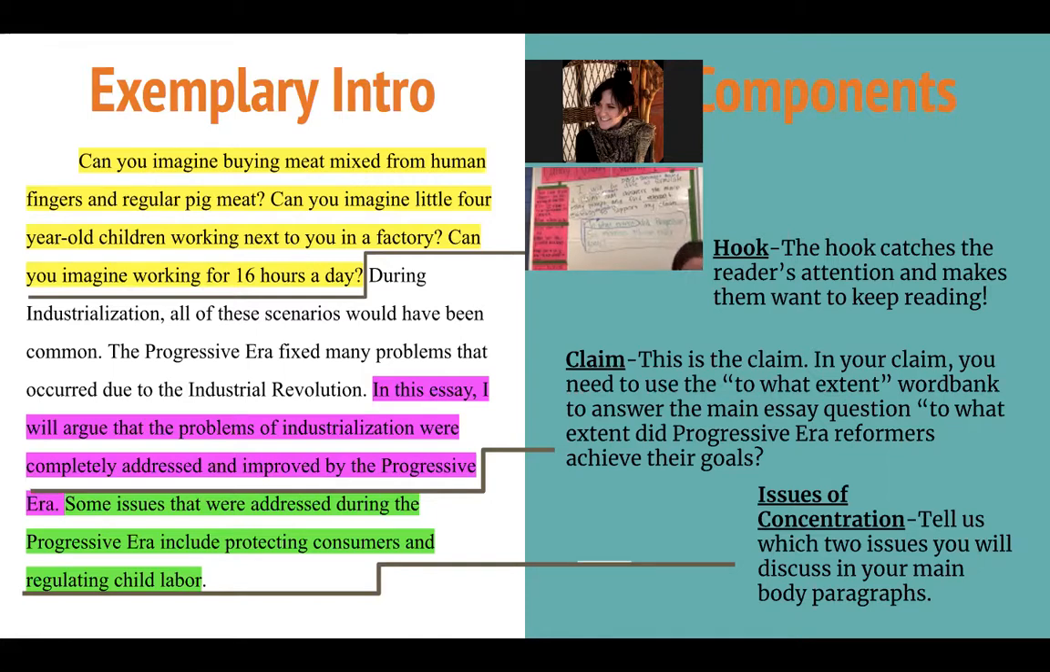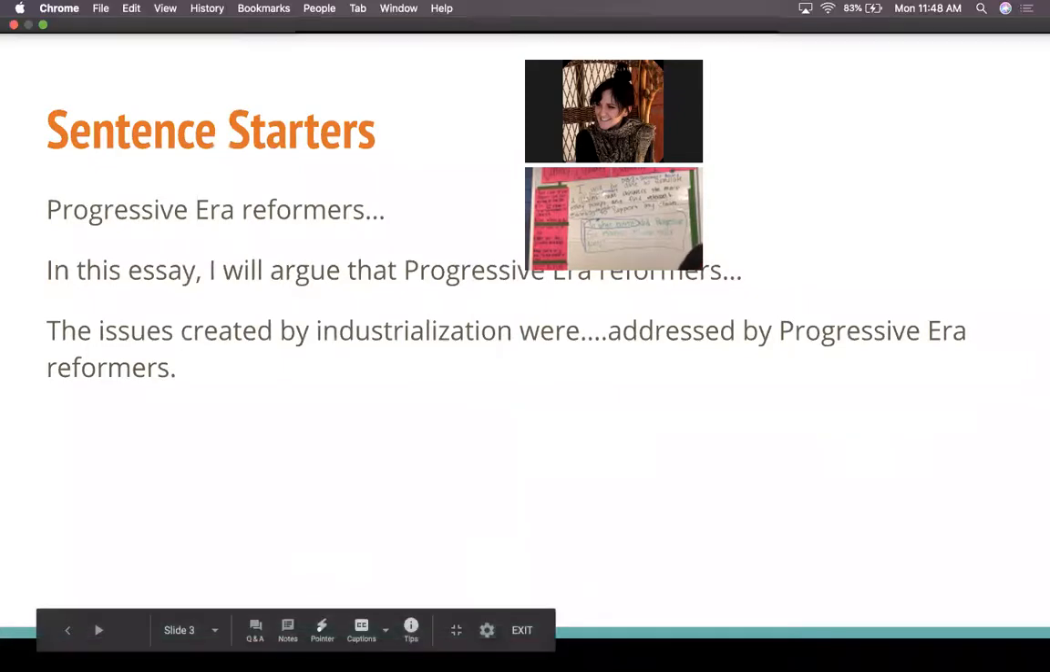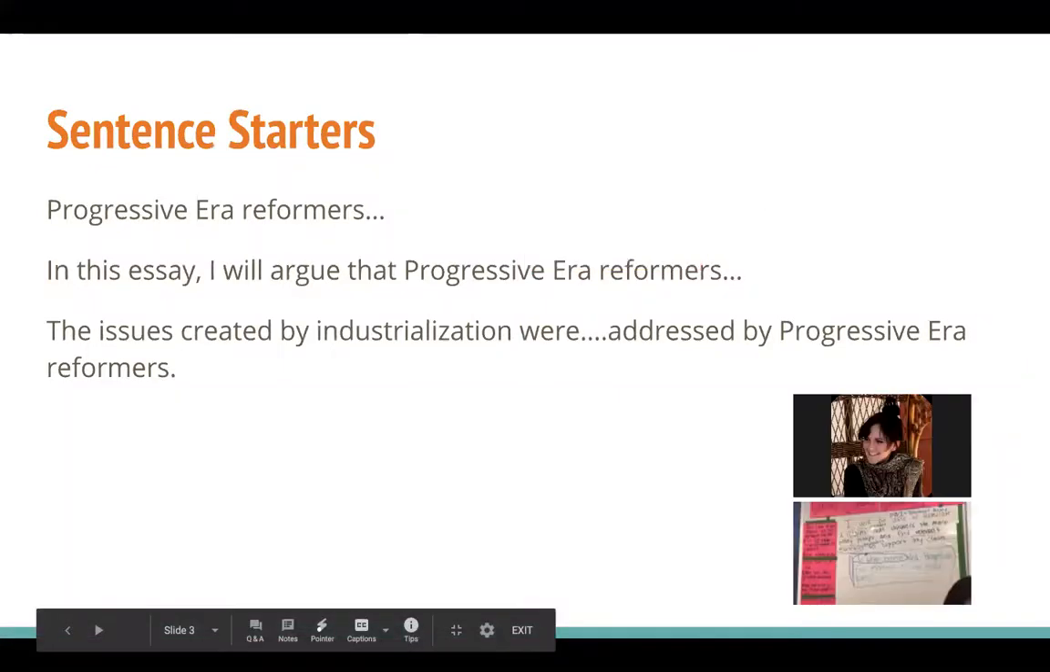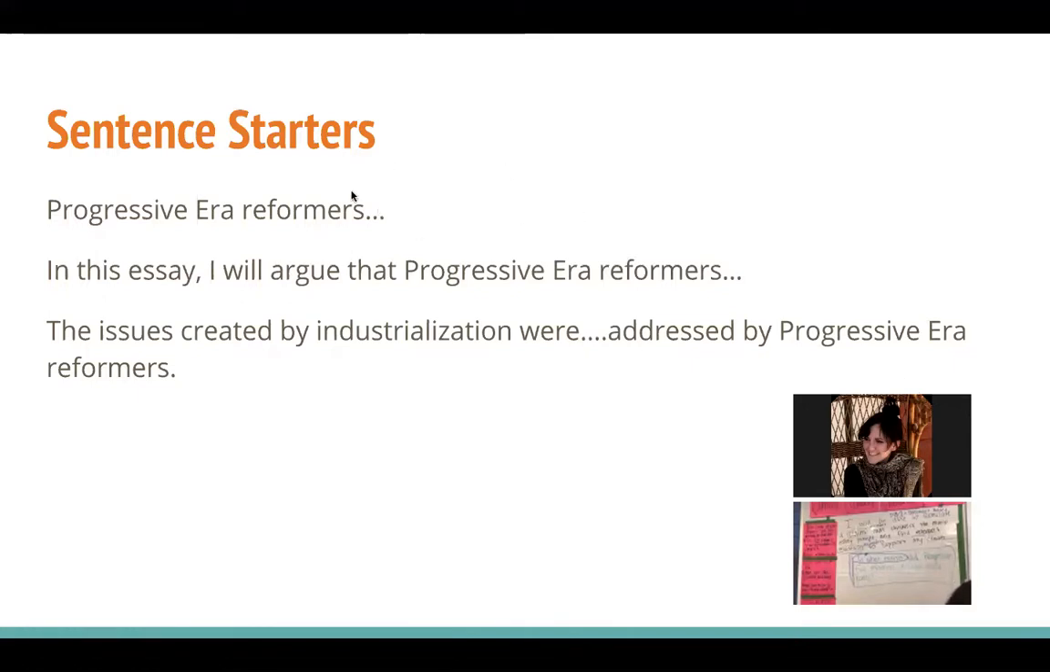If you need some assistance beginning your claim, here are some sentence starters. Progressive Era reformers, pick a "to what extent" word. In this essay, I will argue that Progressive Era reformers, blah, blah, blah. The issues created by industrialization were somewhat, completely, partially addressed by Progressive Era reformers. You can use these sentence starters, or you can start your sentence however you would like. You may do it that way. I'm leaving that up to you.